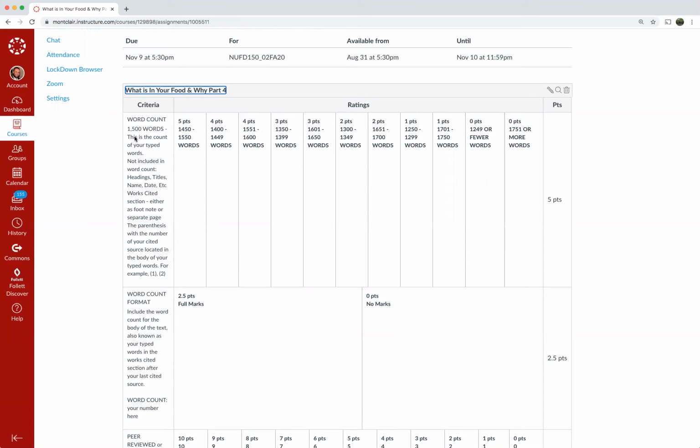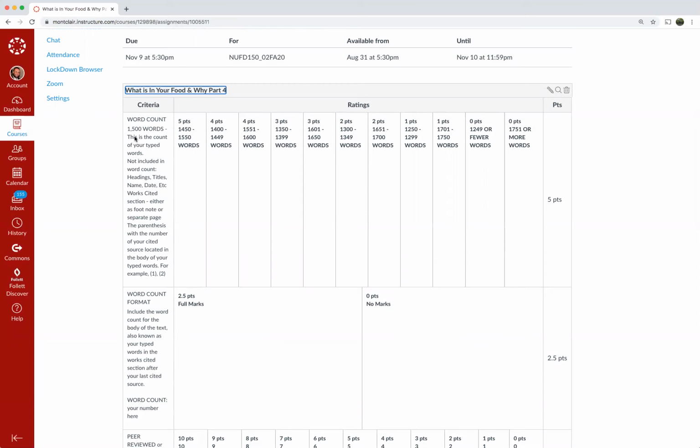So that's where the number comes from. If it wasn't for those requirements that are established by the university, then this assignment might look different. But this is where we're at. That's the reason why this assignment is 1,500 words.